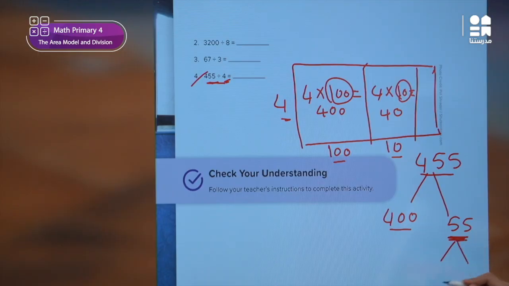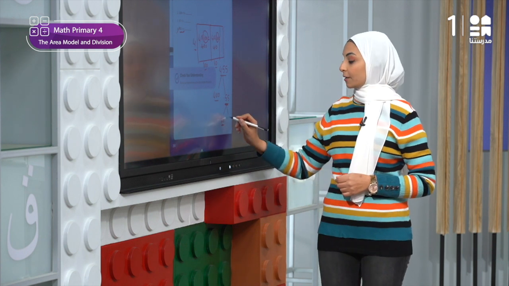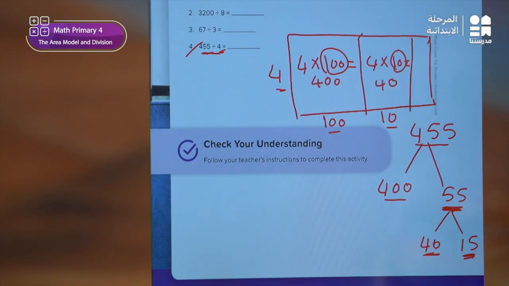So now I divided the 55 into 40 and another number. To know the remainder, I will do 55 minus 40 gives me what? Gives me 15. And this is the number left. Then what should I do? Now I want to divide 15 by 4. I want to find a multiple of 4 very close to 15 but it must be less than 15. Someone might say 16 because 4 times 4 gives me 16, but can I use 16? No, I can't use 16 because it is bigger than 15. I want a number smaller than 15.